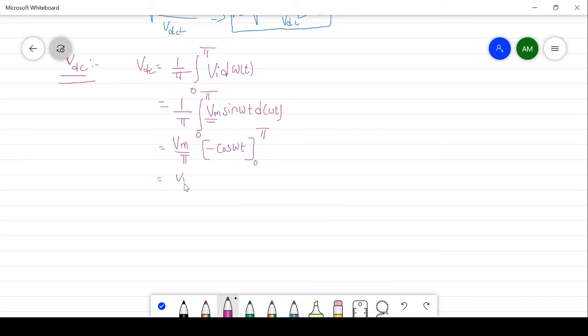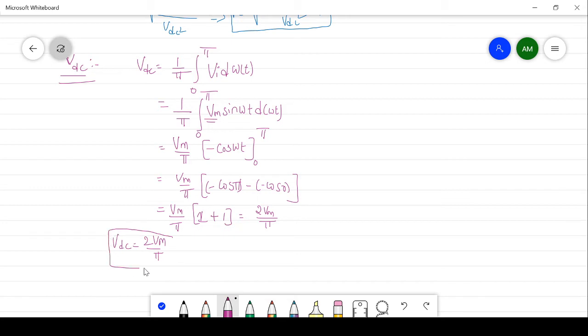So Vm by pi times minus cos pi minus of minus cos 0. Just apply the limits here. Cos pi is minus 1, so minus into minus gives plus 1, and minus into minus cos 0, where cos 0 is 1, gives plus 1. So we get 2 Vm by pi. Finally, Vdc is nothing but 2 Vm by pi. This is equation 2.